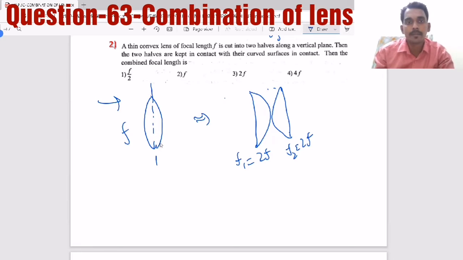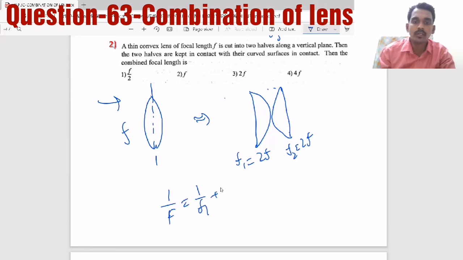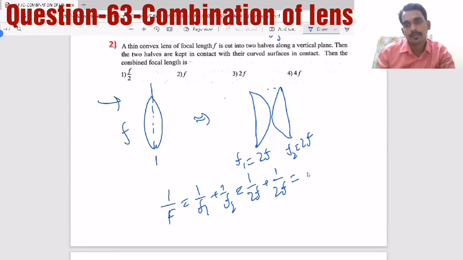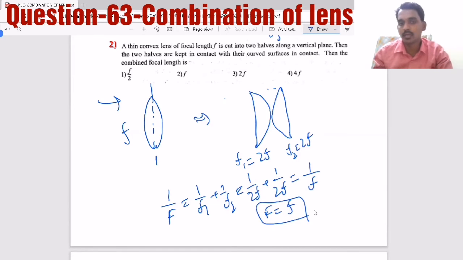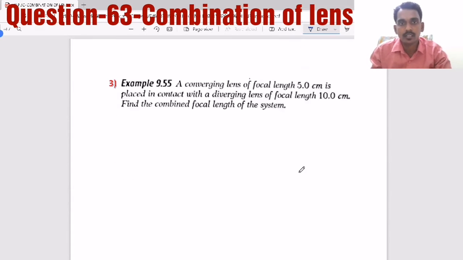Initial focal length, if it is f, then the combined focal length of the lens: 1 by f equals 1 by f1 plus 1 by f2, which is 1 by 2f plus 1 by 2f, equal to 1 by f, so the focal length becomes f. The effective focal length will become f. So this way, as I said, they can cut and take the combination of lenses.